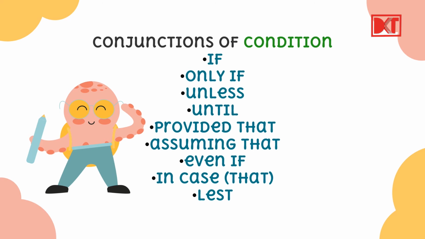Okay, here we have a few conjunctions of condition. Now they provide a certain conditionality. If, like, I will do something, or say I will go to swimming if you get me a new costume. So if it is used to attach some condition, then only if, unless, until, provided that, assuming that, even if, in case that, lest, all these are used to provide certain conditions, certain conditionalities. Alright.